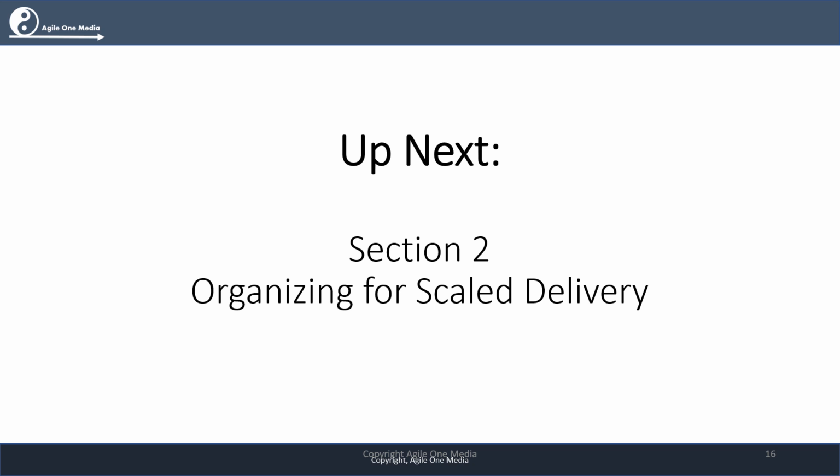Coming up next in section 2, we're going to be looking at the organizational model for scaled delivery. We've touched on it already to a certain extent in the current lesson. This is about the design of agile release trains, or ARTs, which is again one of our fundamental prerequisite steps for PI planning. We'll see you in the next section.